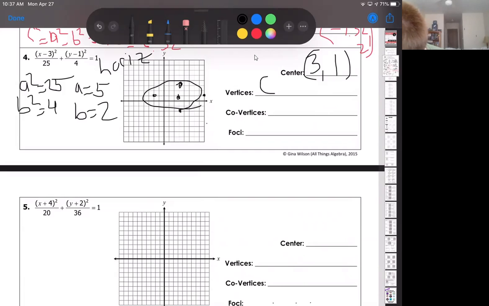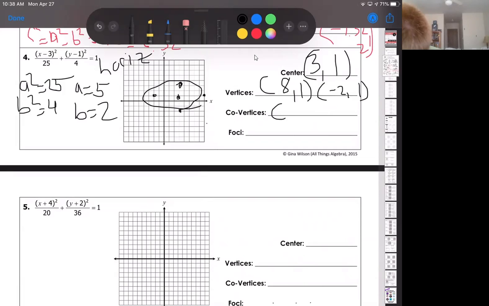So you could look at your graph, or you could just, like I said, since it's horizontal, you add to the x value of the center for your a. So you'd have 8, 1, which you can see we did plot, and we would have -2, 1, which you could also see we plotted if you took 3 minus 5.